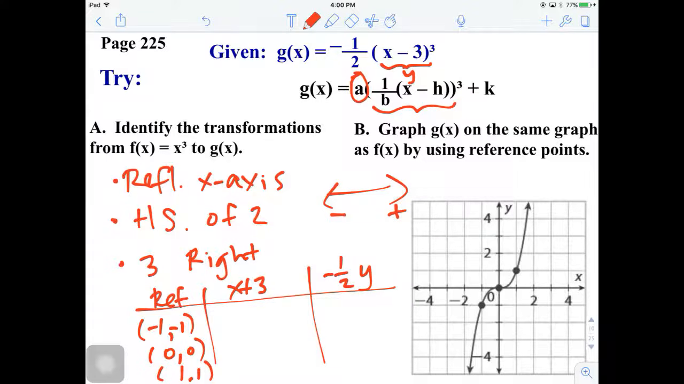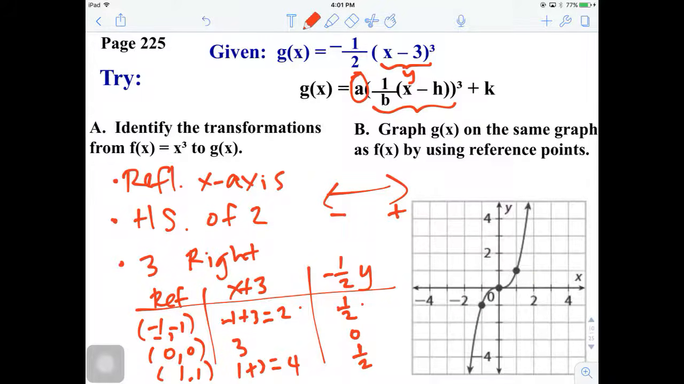And we're going to use that to transform the reference points. So negative 1 plus 3 equals 2. 0 plus 3, that's 3. And then 1 plus 3, that's equal to 4. And then for the y values, we multiply by negative 1/2. So negative 1/2 times negative 1 is actually 1/2. Half of 0, that's 0. And then negative 1/2 times 1, that's negative 1/2.